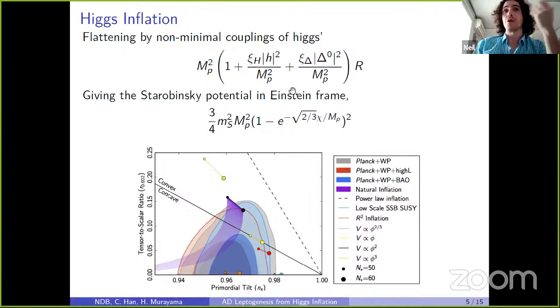And you can do the same thing if you have two fields, and you can get a multi-field setup. And as I'll show later, you get a very nice inflationary trajectory here, which is consistent with this Starobinsky-like potential. The Starobinsky inflationary setting has very good observational signatures, which are very consistent with current observation, as you can see here. So yeah, that's very nice.